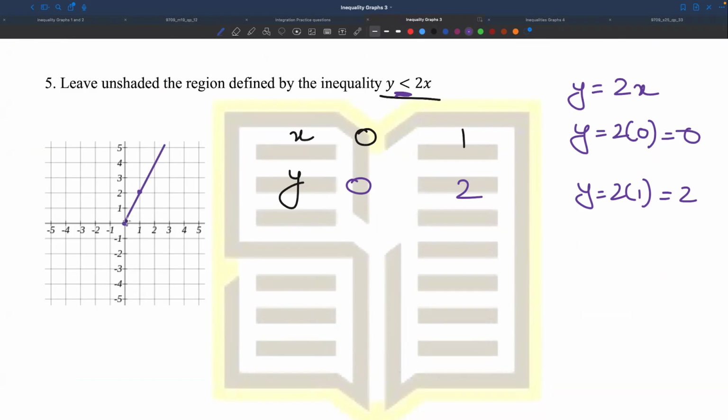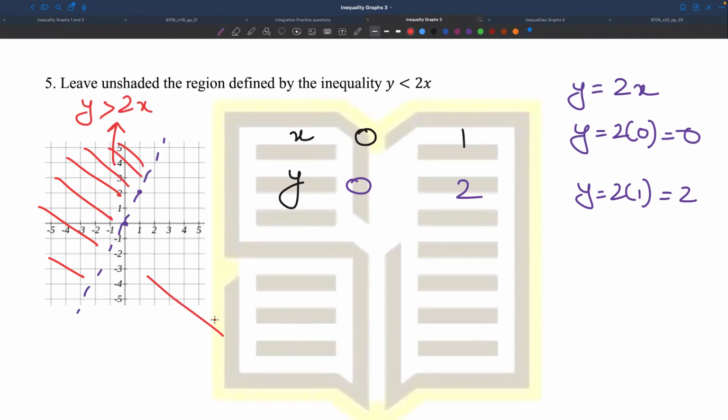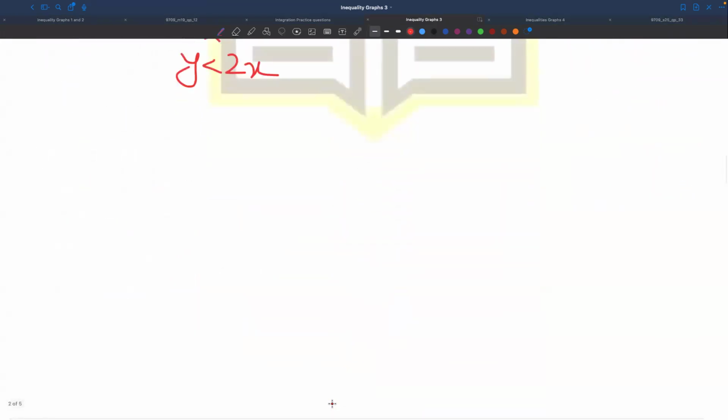Now the important thing is that as there's only a less than sign, there's no equal to sign, I will make a dotted line. Okay, so it's not that accurate, but just for your understanding, I'm making a rough dotted line. And then less than means I have to leave it unshaded. So I will shade the greater part. And I'll just label it for you. This represents y is greater than 2x, the upper area, and the lower area represents y is less than 2x. Okay?